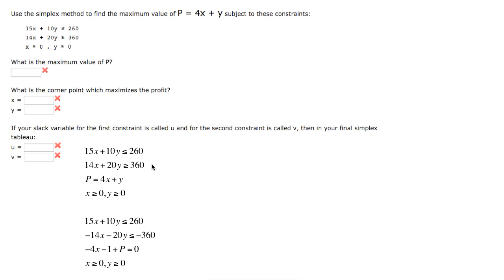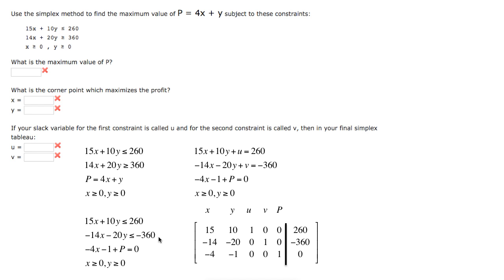These two inequalities and this equation are the starting point for our simplex tableau. Because this is a greater than or equal inequality, we multiply through by -1 to convert it to a less than or equal inequality. For the two inequalities, we introduce slack variables, u in the first inequality, v in the second inequality. So with those two slack variables and the profit equation, these are the equations that provide the three lines of the initial simplex tableau.